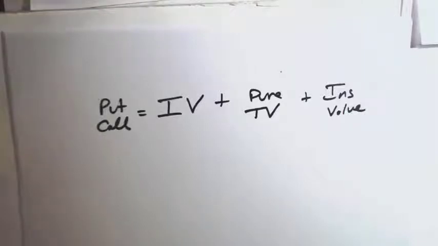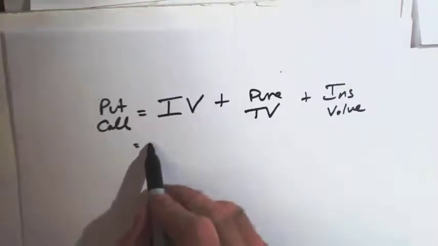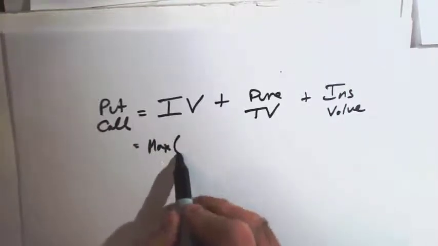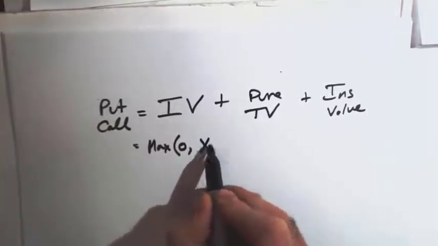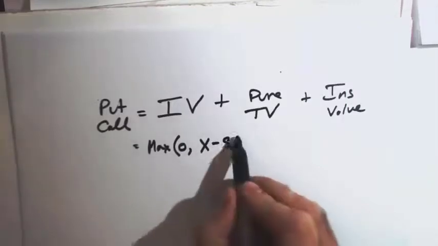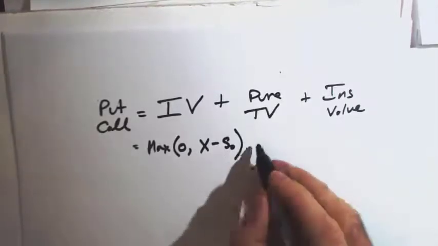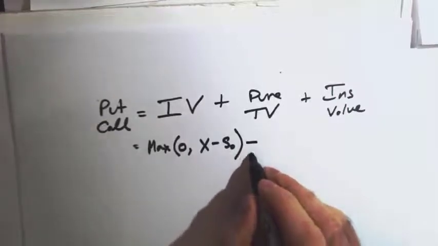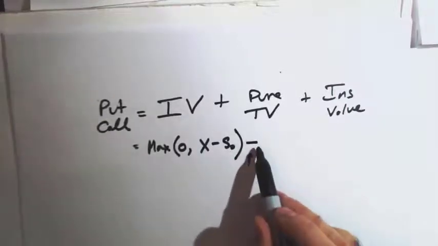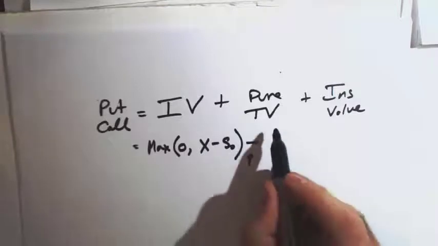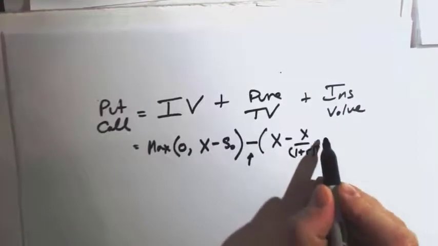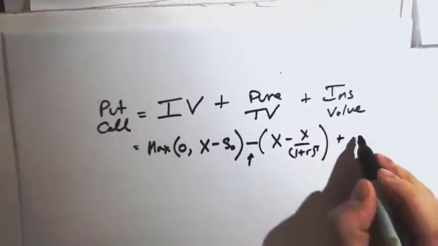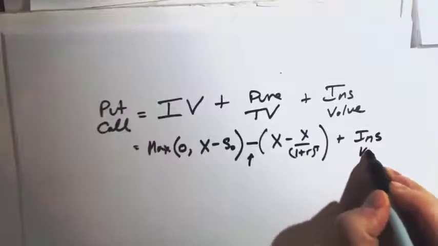So now let's be really, really careful when we look at the math. Let's put the math behind it like I did earlier. The intrinsic value of this option is going to be the maximum of 0, or X minus S subscript 0. And then it's going to be minus. Remember I told you a while back that we're going to face a minus sign. Pure time value is negative, and it's going to look like this. And then we have the insurance value, whatever is left over.